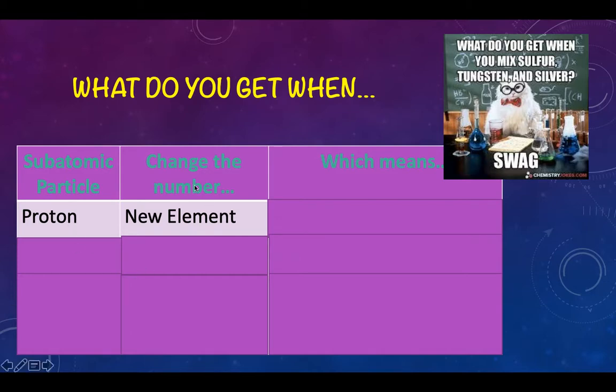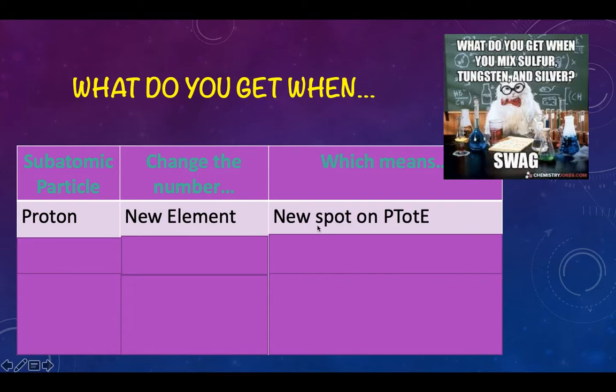So if I change the number of protons, you get a new element. So what does that mean? You would be at a new spot on the periodic table. So it would change the properties, the descriptions, the identity. All of that would change because you now have a new element.